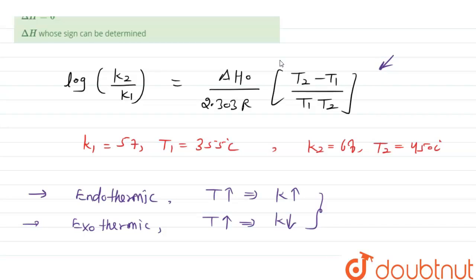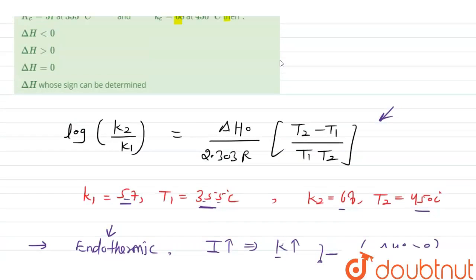How? Let's see. First of all we can easily predict our answer. As we can see, the temperature increases from 355 to 450, and our equilibrium constant also increases from 57 to 68. That means the reaction is endothermic, because with increase in temperature the equilibrium constant also increased. Endothermic means delta H naught is positive, because for an endothermic reaction delta H naught is always greater than 0. So obviously the answer is B. Now let's see how.